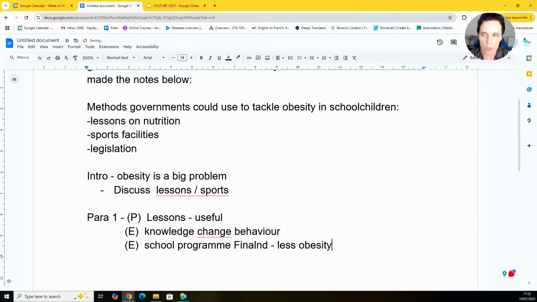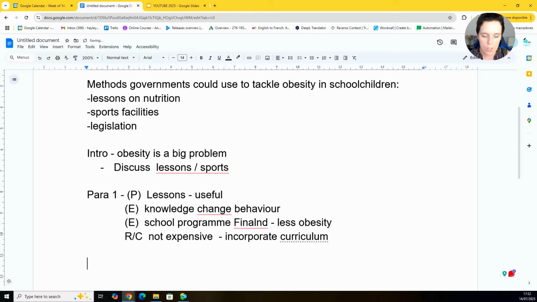And the results were that there was less obesity in this program. And if you want, you can either reiterate or contrast your point. So I'm just going to say, I'm going to reiterate and also add that it's not that expensive to do if you just have to incorporate it into the curriculum. All right. That's my paragraph 1.